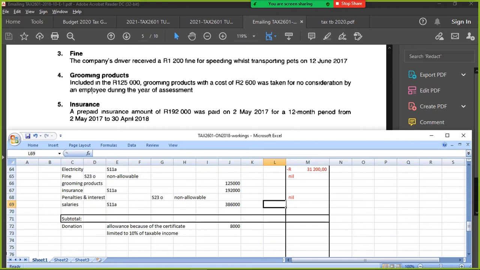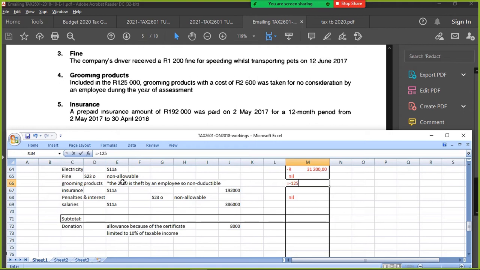Because if it's an owner, then this would be drawings. Do you agree? Yes. And if it's theft, then it's something completely different. If it's theft by the employee, then it's not deductible. Do you agree? I think it might be that actually. Can we go with that? Yes. Okay, so non-deductible.